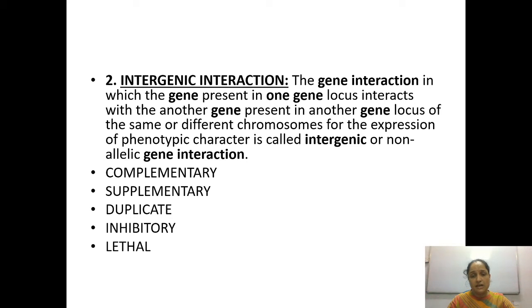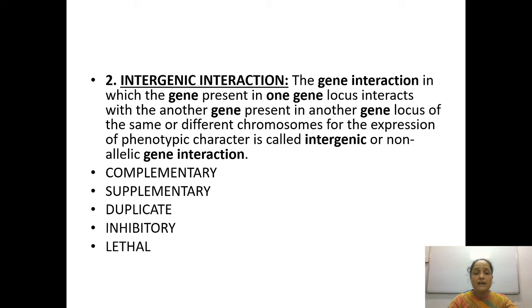The gene interaction in which the gene present in one gene locus is interacting with another gene which is at another location. So got it? Here we are going to deal with particular genes. We are not dealing with the alleles. But in the previous one, we have taken one gene with different sorts of alleles, but their location was the same. Here we have taken different sorts of genes. One gene is located on a particular location and another gene is also located on a particular location. Now they are dealing together.